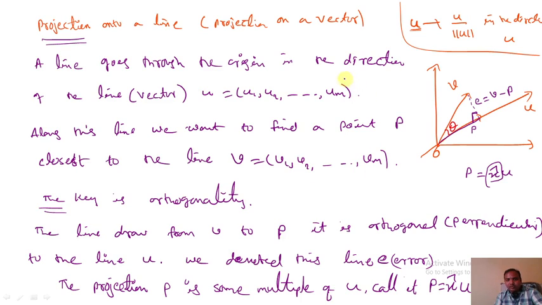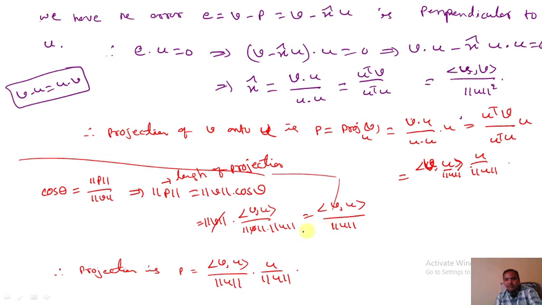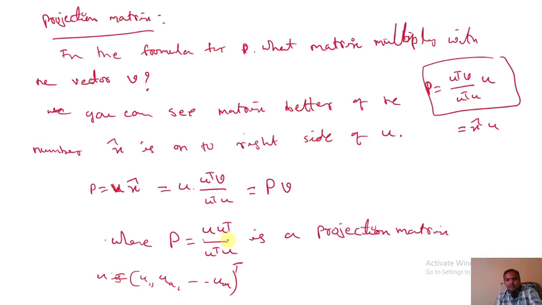This is the transpose. So taking the transpose, u is the column vector. Now u transpose, what is the matrix? How many components are there? m. That means we get the projection matrix.